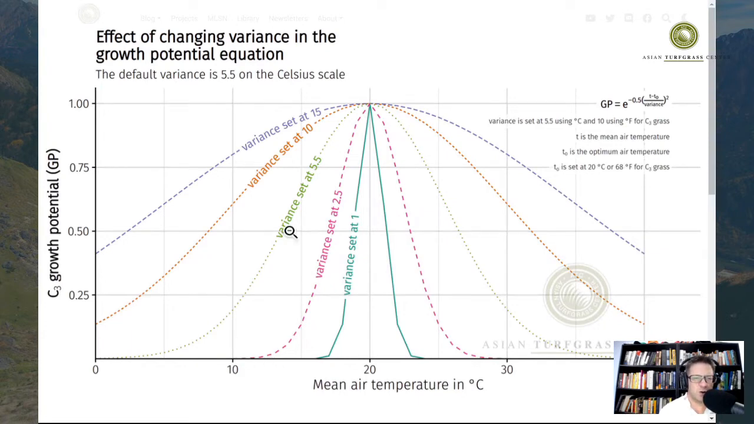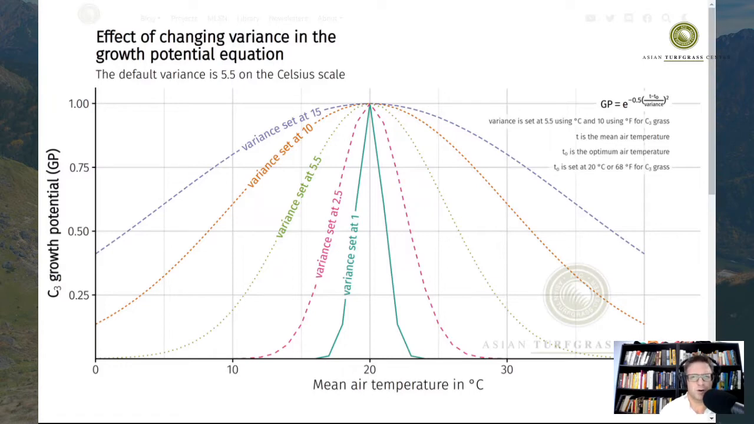The standard equation uses a variance of 5.5, and I recommend keeping it at that unless you've got a very good reason to change it, because that gives a curve that moves away from the optimum temperature and goes down gradually, and it still hits 0 about the time when we expect cool season grasses to be dormant. So as we get below a temperature of 5 degrees Celsius, the growth potential is almost 0. As we get down to about 2 or 3 degrees Celsius, the growth potential will go all the way to 0. And what happens if you use a variance that's above the optimum value?